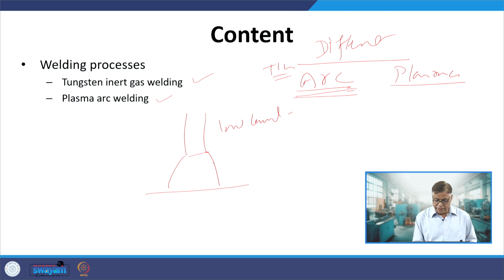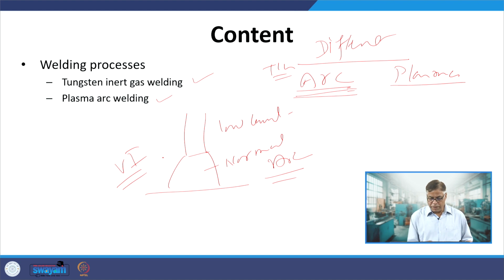So, here it is the normal arc, which is used to generate the heat based on the VI principle, but in case of the plasma, the arc is primarily used to ionize the plasma forming gas and to produce the plasma. That plasma is later on passed through the nozzle to facilitate the constriction.